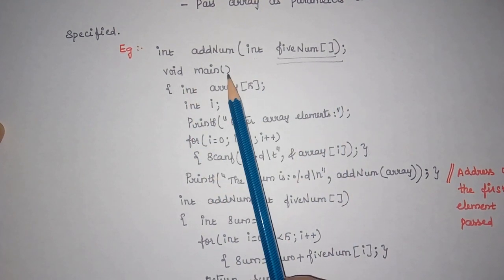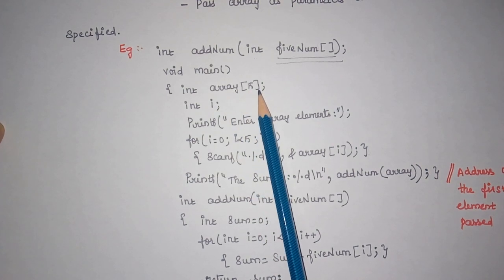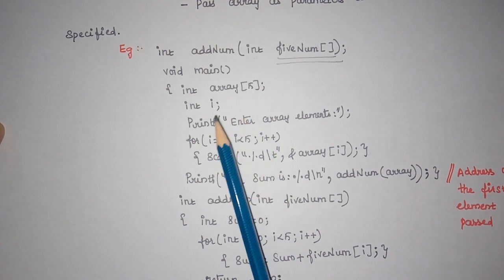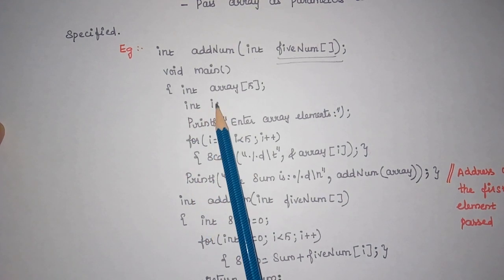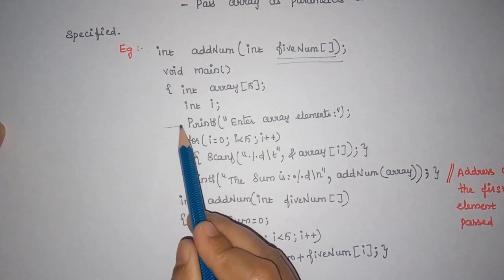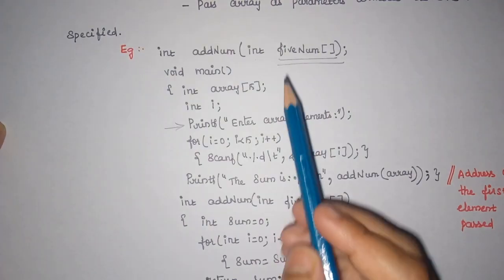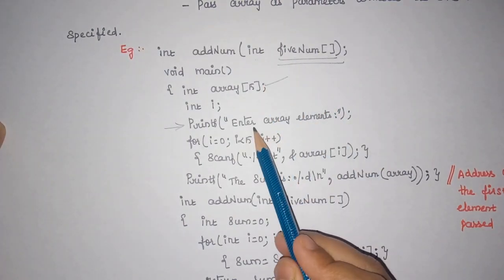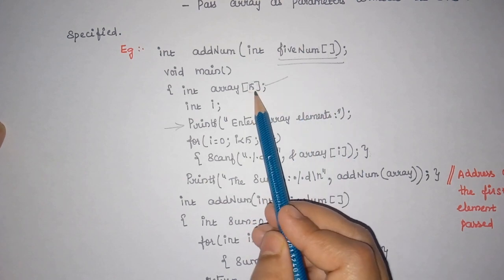Coming to the main function, inside main we have one more array declaration of size 5. Then coming to this declaration statement, we are declaring one more variable called I, and we will discuss why we are declaring this variable I and this array. Then coming to the next printf statement, here we are going to enter array elements. That is, for this array we are going to enter the elements. And how many elements can we enter? We can enter a total of 5 elements.